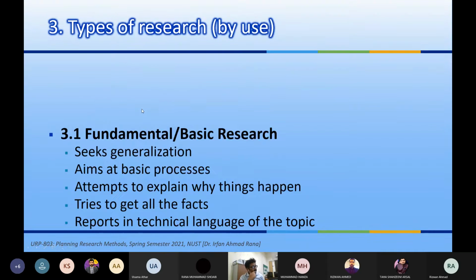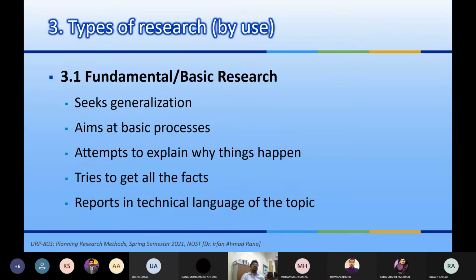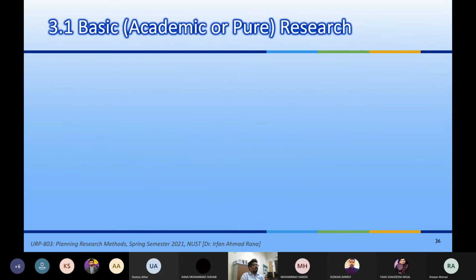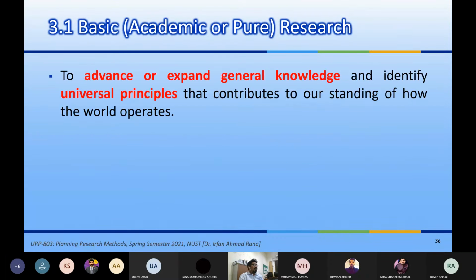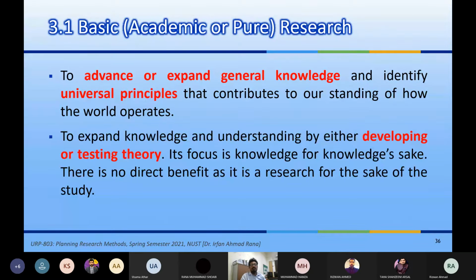Okay. Then there is your use. What kind of research are you doing? Is it a fundamental or basic research? Are you generalizing, like induction or deduction theory? Are you trying to revisit the basics of a concept? You're trying to check whether the facts are still valid or not. That is a basic research, and it is sometimes called academic or pure research as well. You need to expand or advance general knowledge and maybe revisit some universal principle which has already been identified, and you want to recheck it. So that's part of basic research.